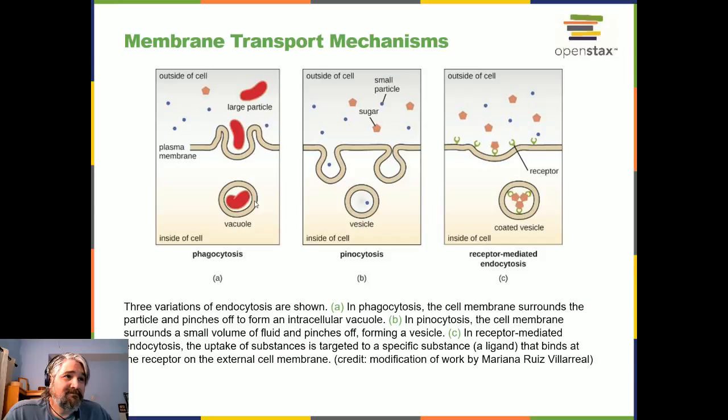So membrane transport mechanisms, these are probably going to be familiar to you all. In general, we have phagocytosis, where a large particle is taken into the cell. When it's just small particles, I would call that pinocytosis, which is cell drinking. And then, of course, we have receptor-mediated endocytosis. So these are regulated.